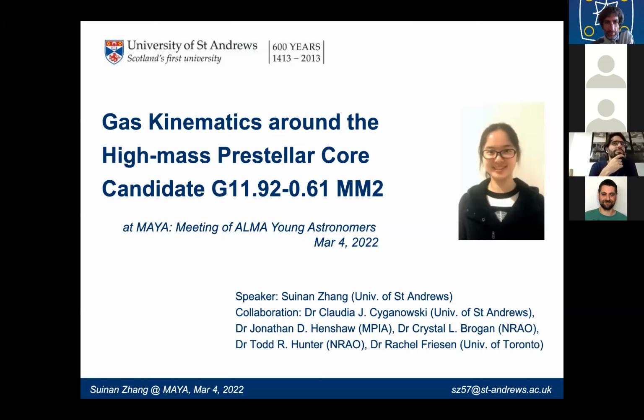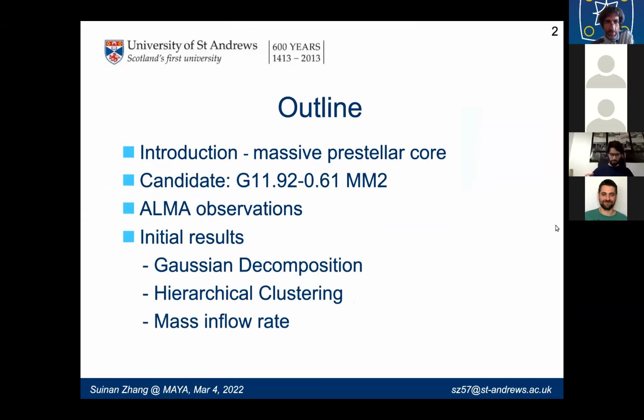Today I'll be talking about gas kinematics around the high mass prestellar core candidate G11 MM2. In this talk, I will first give a brief introduction about massive prestellar cores, which you might have heard about yesterday. And then I will talk about the target G11 MM2 and present our ALMA observations. I will then present some initial results, including Gaussian decomposition, hierarchical clustering, and a rough estimate for the mass inflow rate.